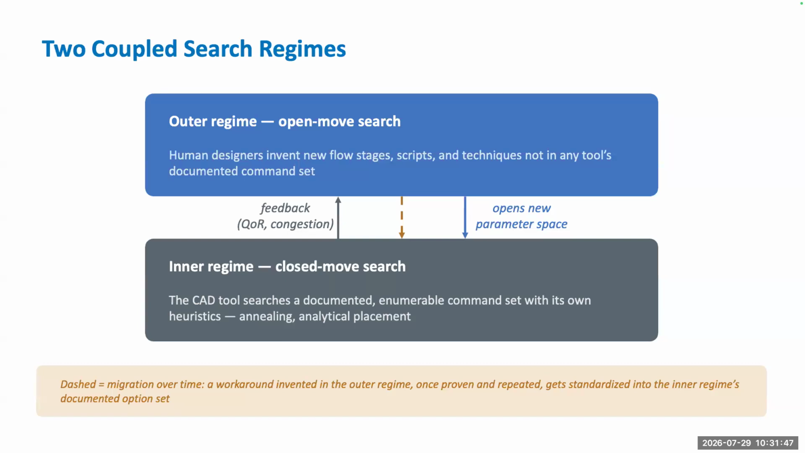It has a key thing there, a closed move set. I mean, it has a really fixed set of moves it will do internally. It's not making things up on the fly. It is a more fixed process. Whereas today the human here is in an open move search process. They can really do whatever they want, can invent new flow steps, invent new tool techniques, can send anything into the tool to see what happens, for better or worse.